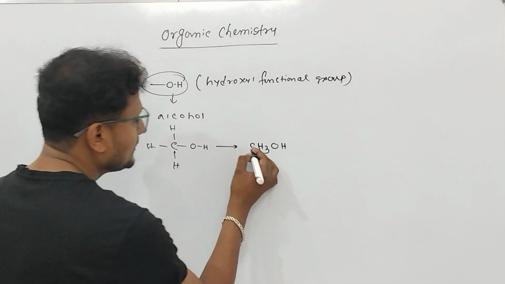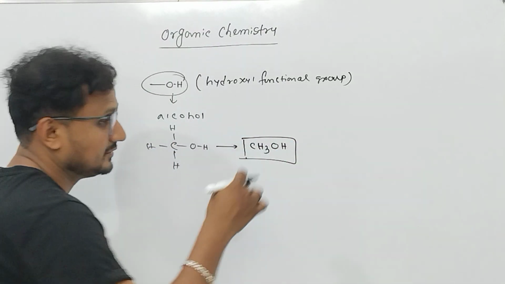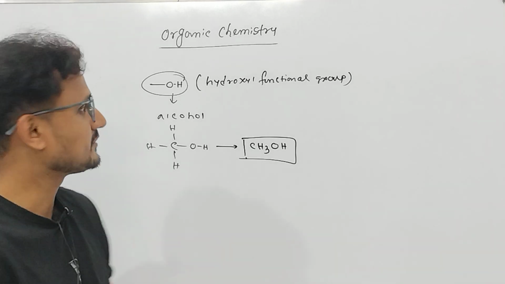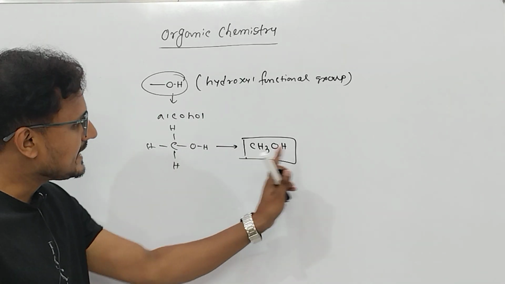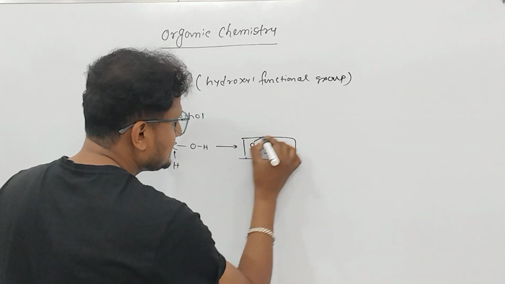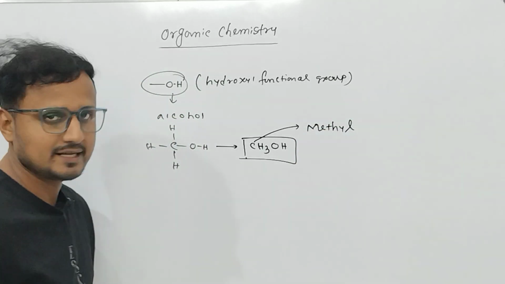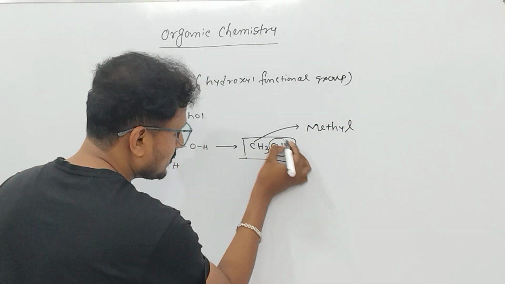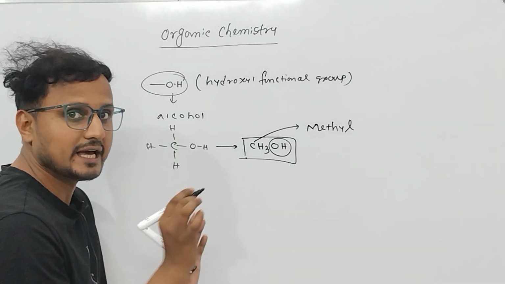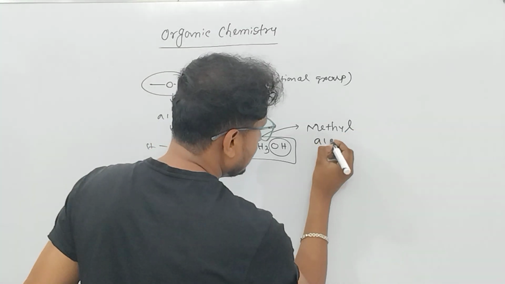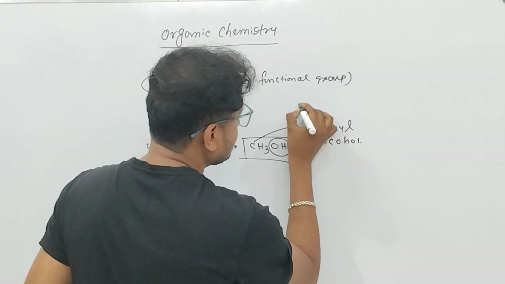Now how to write the common name? We'll go for the IUPAC nomenclature later on. First of all, let us do this. CH3OH. This CH3 is methyl. Already we have learnt, now only methyl, and anything which has OH, the name will end with alcohol. So it is methyl alcohol. This is the common name.